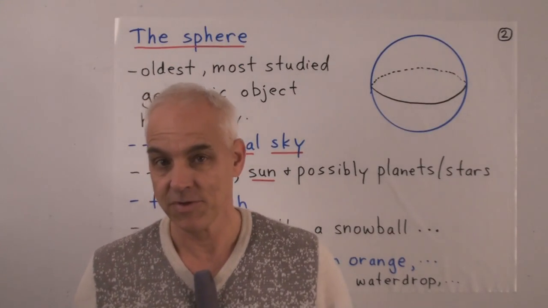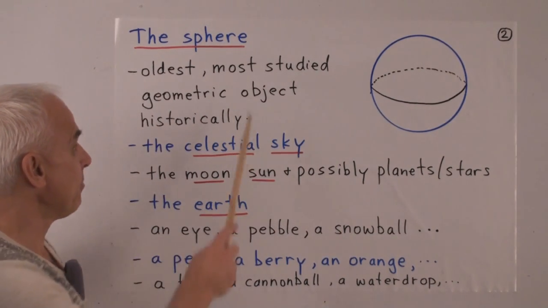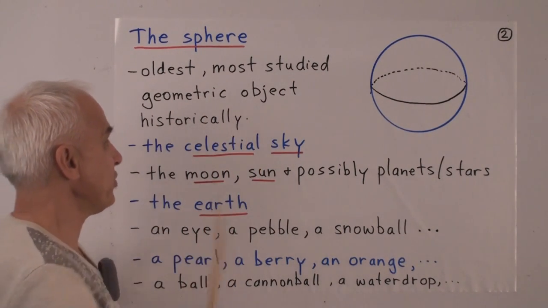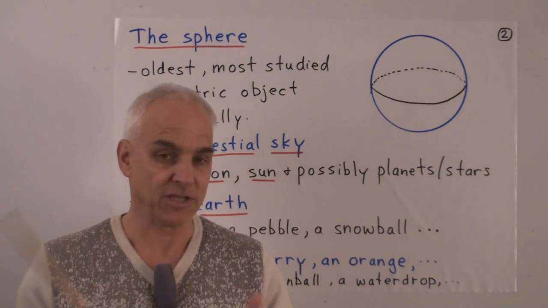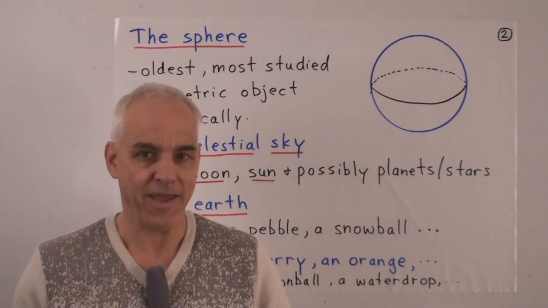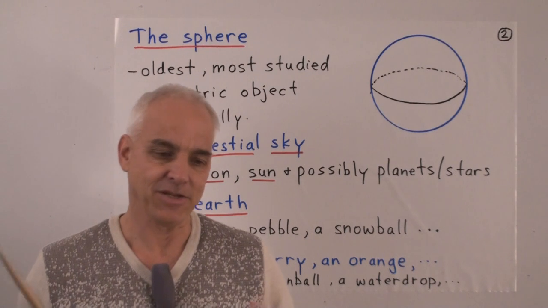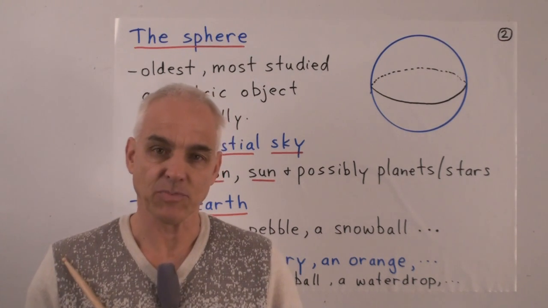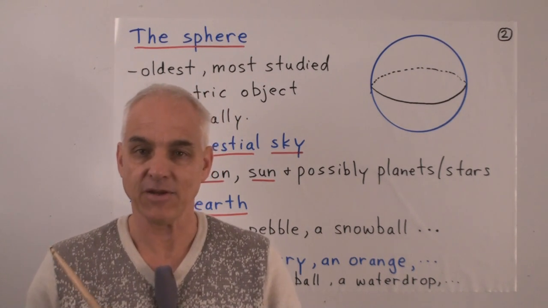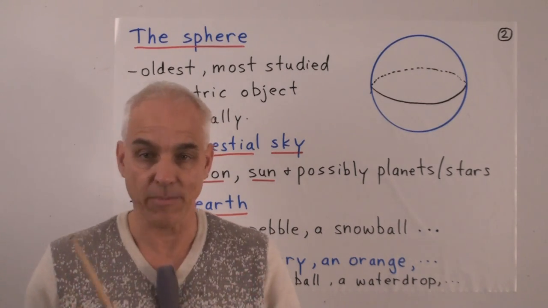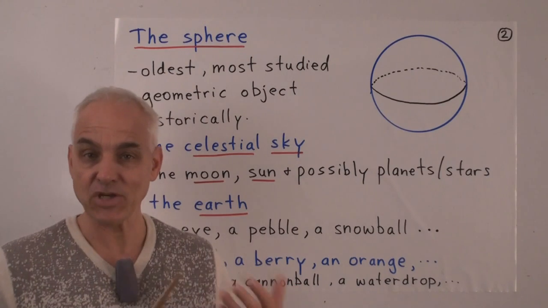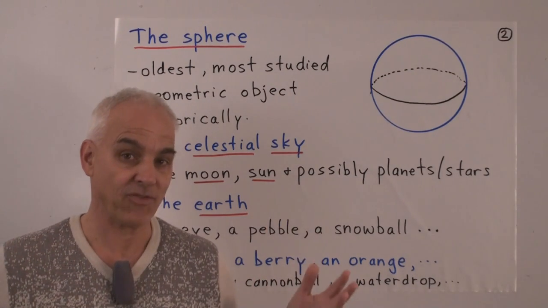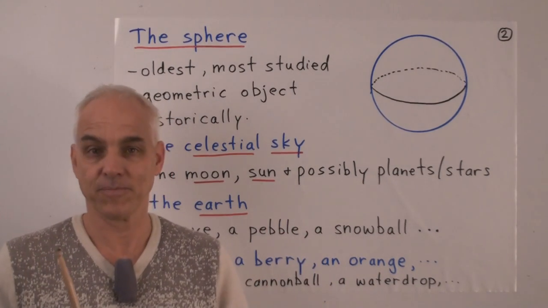The sphere is arguably the most studied geometric object from a historical point of view. The sphere has fascinated mankind for a long time, and with good reason. And the ancient astronomers particularly were fascinated with spherical geometry because of the relatively obvious observational fact that the sky above us looks like a sphere.